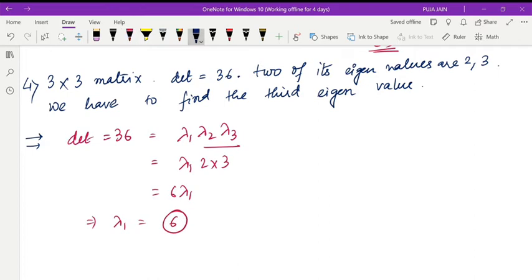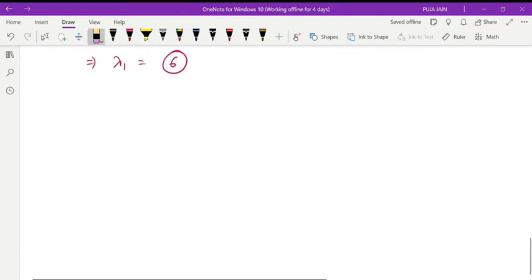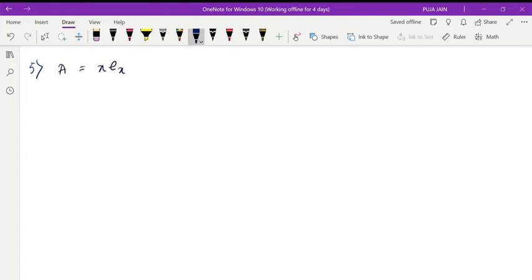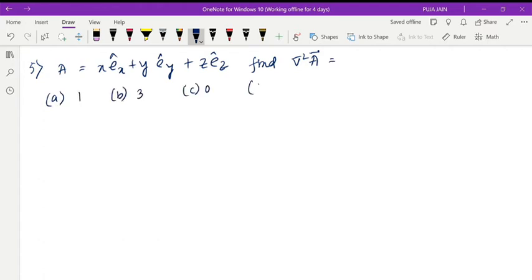Okay. Now next question we will do, question number 5. Question number 5, what does it say? It's given A vector equals x ex plus y ey plus z ez. We need to find del square A. Options are 1, 3, 0, minus of 3. Since x, y, z, we will use rectangular coordinates only.